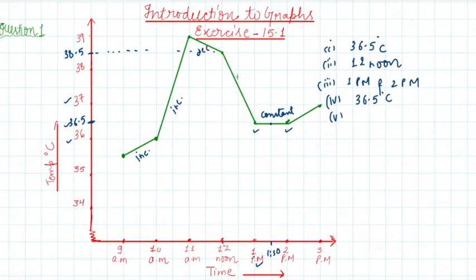And further 12 noon to 1 p.m. it is again decreasing. Then we have already discussed from 1 p.m. to 2 p.m. there is no change in the temperature, it's constant. And here from 2 to 3 p.m. it is again increasing. Now the question was, which periods did the patient's temperature show an upward trend? So what will be those periods?